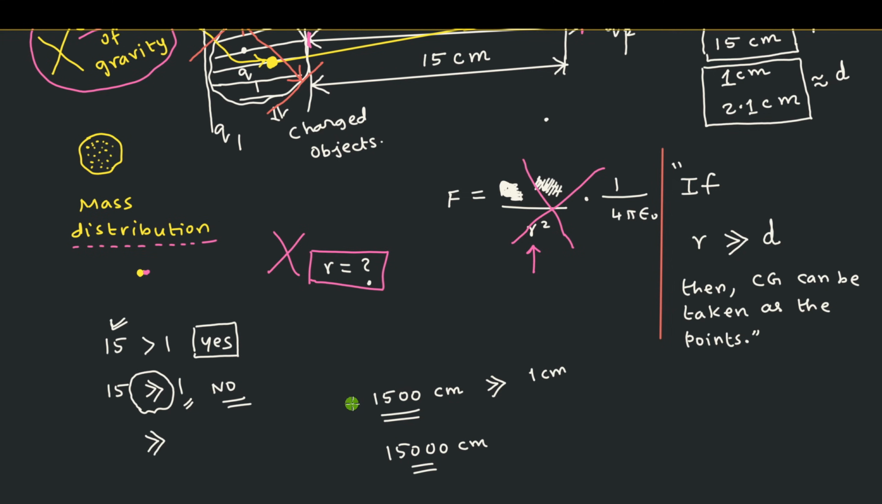If you don't believe that 1500 is considerable, then go to 15,000 centimeter. Now certainly you have to agree, right? It is certainly agreeable. 15,000 centimeter is much greater than 1 centimeter. And when you make this kind of experiment, this is the conclusion: the center of gravity can be taken as the point. That means it can be taken as the point rather than an object. Instead of having an object like this, you just consider it as a point, and the point can be the center of gravity.